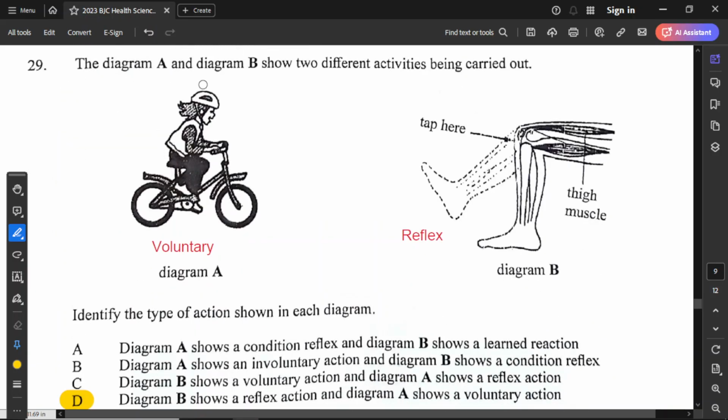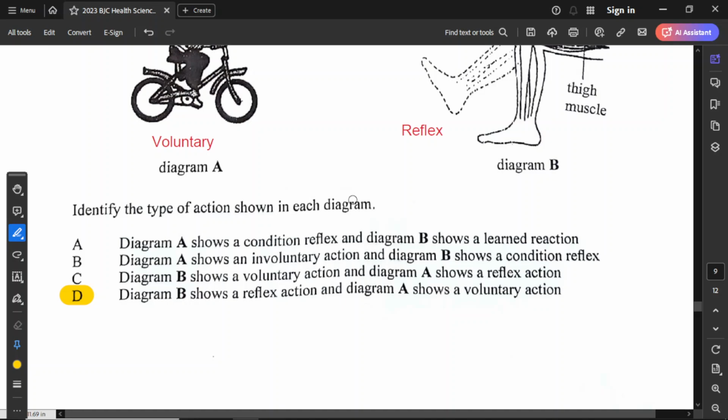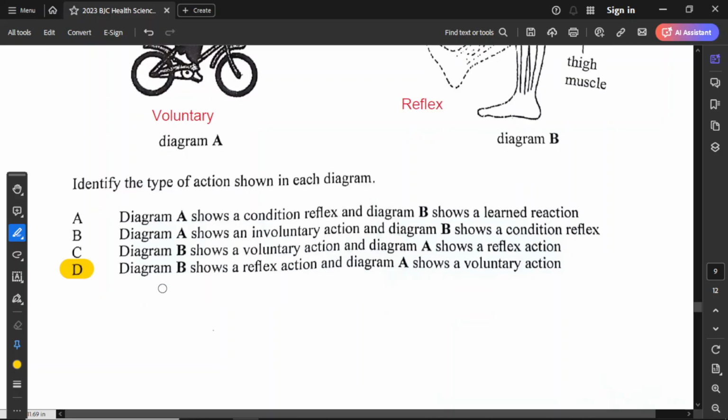29, they say diagram A and diagram B show two different activities being carried out. Diagram A is a voluntary action. A girl is riding a bicycle. She decides to pedal, she decides to ride. And diagram B is a jerk reflex. So this is a reflex action right here when the doctor knocks your knee and your foot may kick out like that. So there's a jerk reflex. And it says identify the type of actions shown in each diagram. As you said, riding a bicycle will be voluntary. And so B is reflex and A is a voluntary action, deciding to ride the bike. So D is the correct option there.